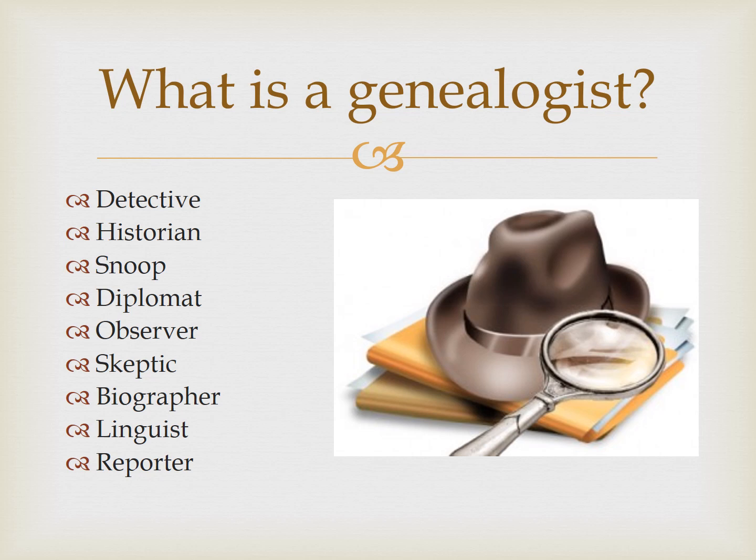What does it mean to be a genealogist, then? The terms in this list all apply to you as a genealogy researcher. You're a detective, hunting down leads and clues. You're a historian, recording your family's story. To find out information from the living, you sometimes have to be a snoop, or be diplomatic, or simply a keen observer. When looking at information, you often need to be a skeptic. Not everything you find may be accurate.